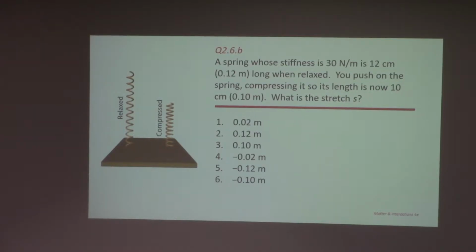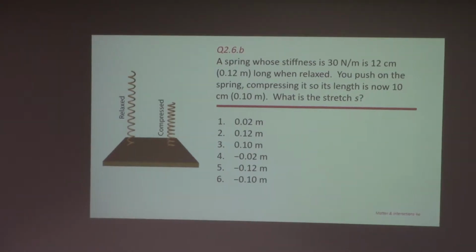You're all really quiet again. Okay, so fingers. Awesome. Okay, so everybody gets it. The answer is 4. It's negative 0.02 meters. Good.